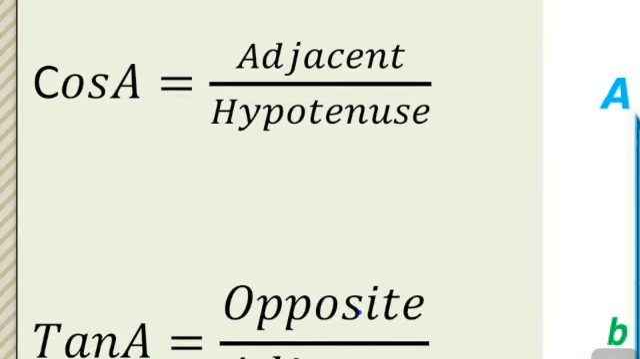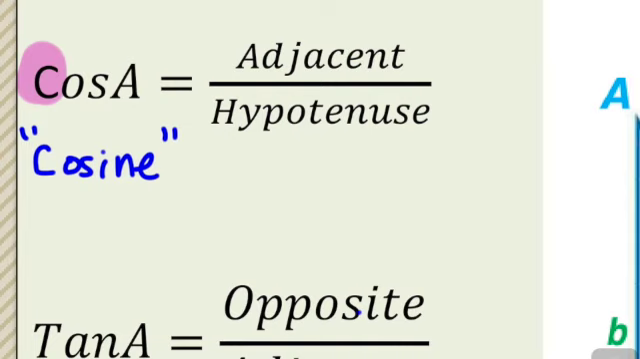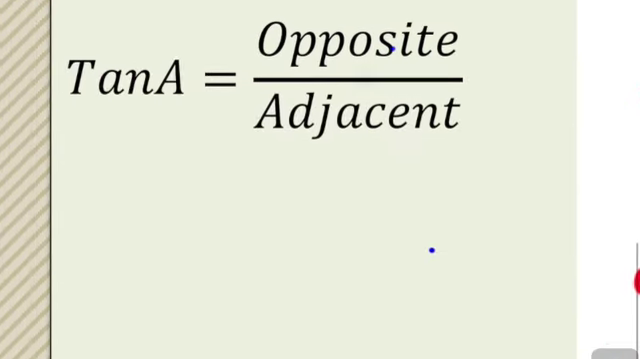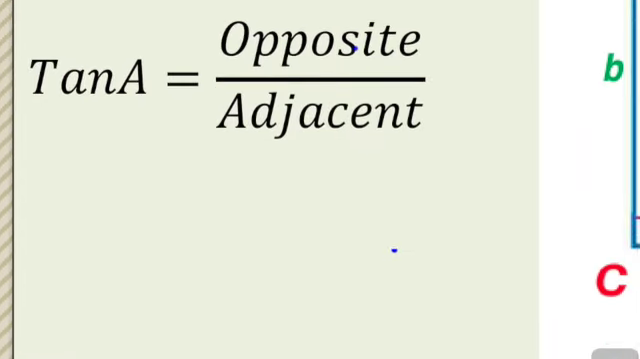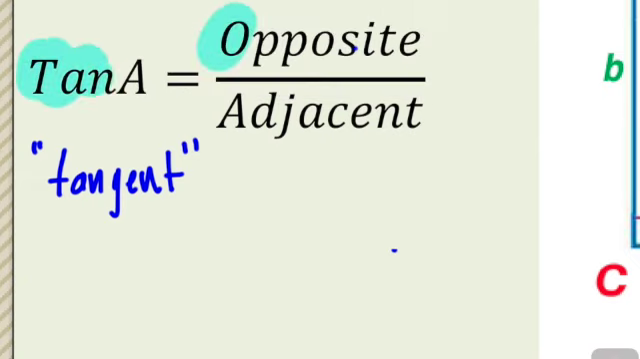Then the next one that we have is called the cosine. We spell this C-O-S-I-N-E, and we pronounce it cosine. The cosine is made up of the adjacent and the hypotenuse of the triangle. And then lastly, we have the tangent. This is spelled T-A-N-G-E-N-T. The tangent of an angle is going to be made up of the opposite and the adjacent side.